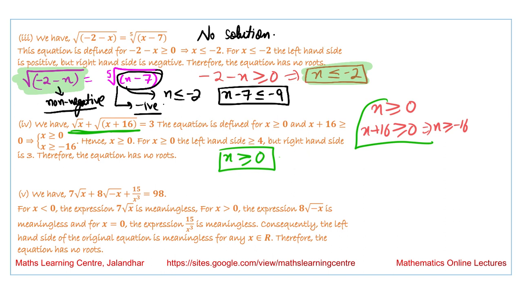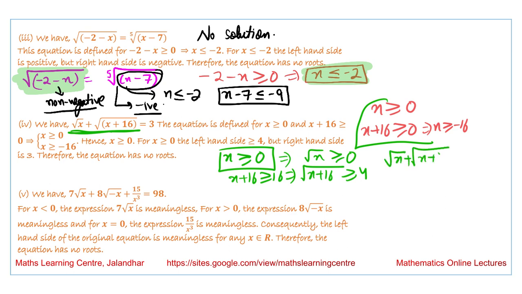Now if x ≥ 0, this implies √x ≥ 0. x + 16 ≥ 16, which implies √(x + 16) will be greater than or equal to 4. So √x + √(x + 16) will be greater than or equal to 4. But in this equation, the right hand side we have is 3.